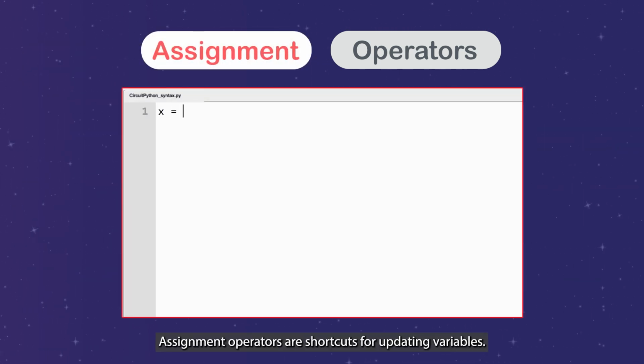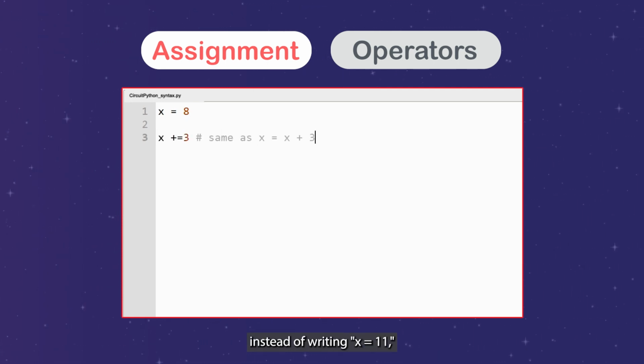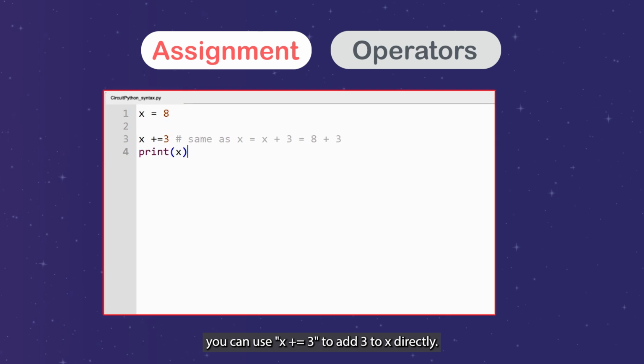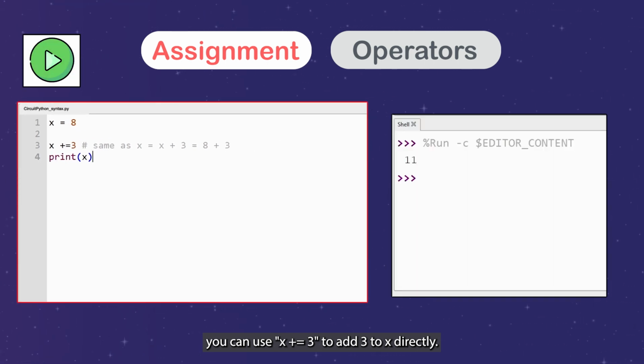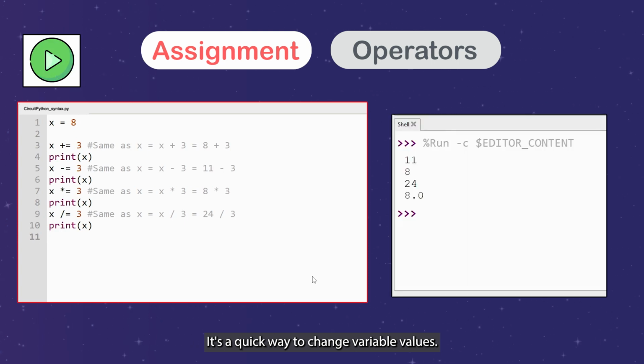Assignment operators are shortcuts for updating variables. For example, instead of writing x equals x plus 3, you can use x plus equal 3 to add 3 to x directly. It's a quick way to change variable values.